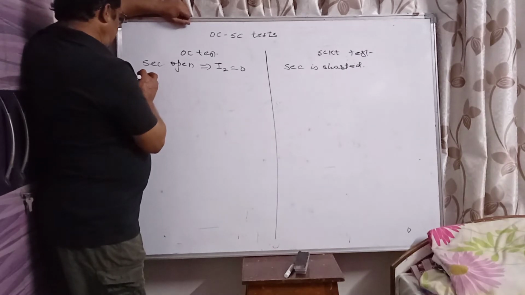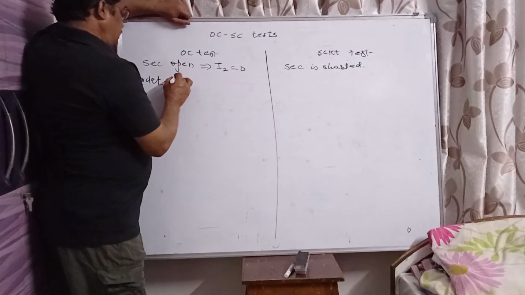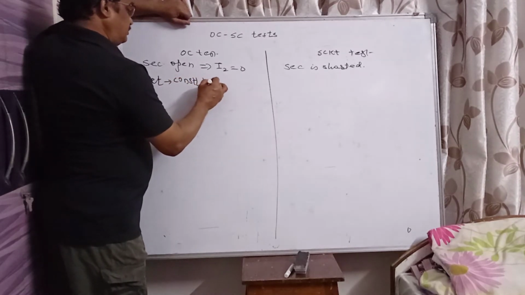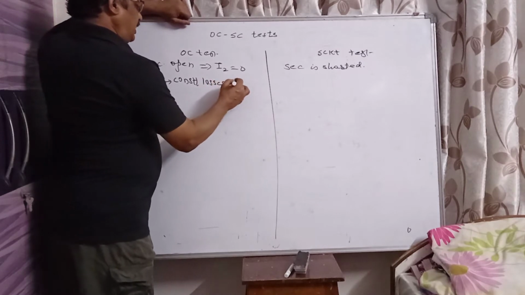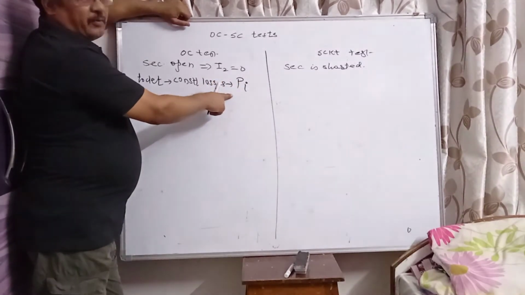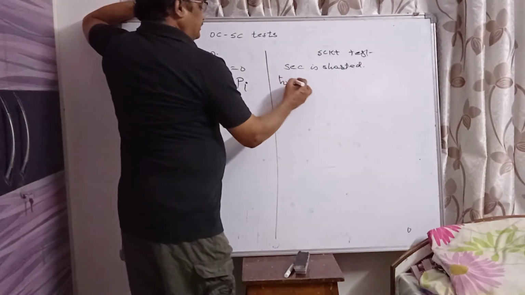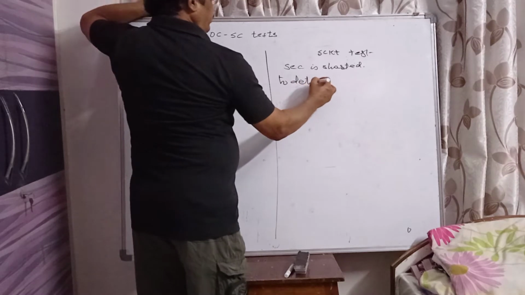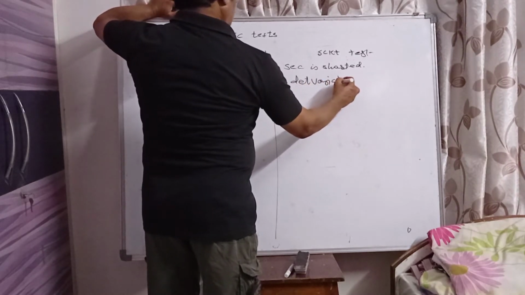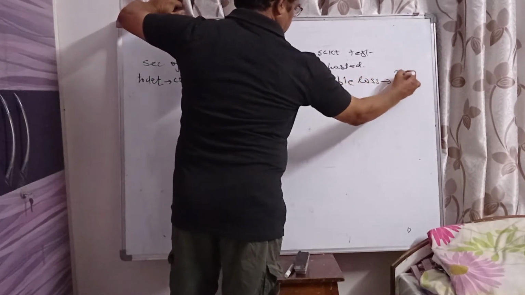To determine constant losses, iron losses. P I is the power loss, I for iron loss. To determine variable loss, and variable loss is copper loss.